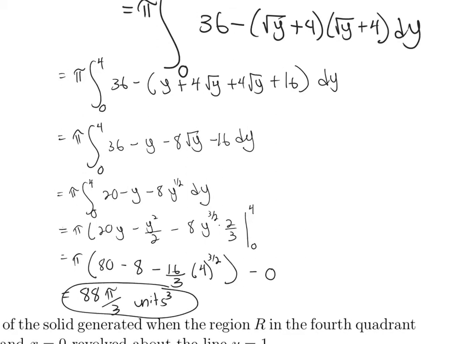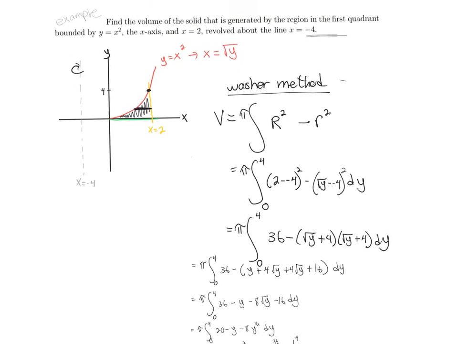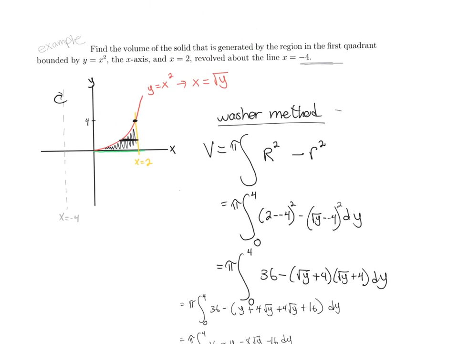Ta-da! All right, so that's a good problem. What we did there is we used the washer method to do a volume of revolution where a region is revolved around something that is like the y-axis but just shifted over. So that shifting over still meant it was like the y-axis, so I still had to do the dy.